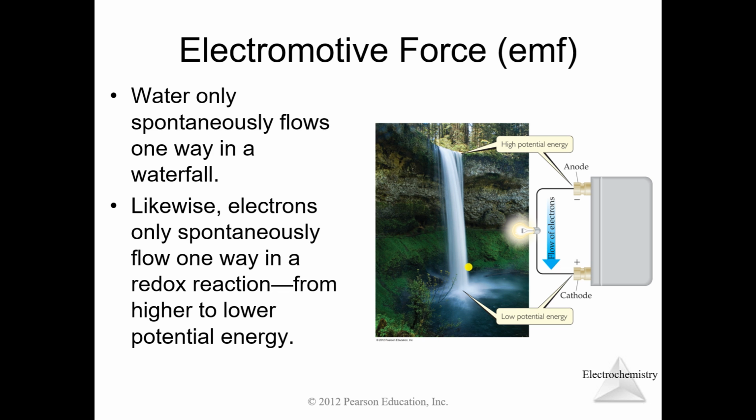In the same way, electrons only spontaneously flow from the anode to the cathode. Cathode to anode, not spontaneous, not going to happen. This waterfall is not going to go up the hill. We also know that at the peak here, there's the highest potential energy and the lowest potential energy when it hits the water. And that kinetic to potential energy shifts as the water falls over the waterfall.